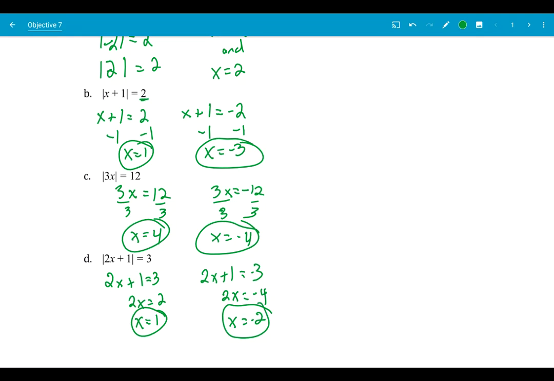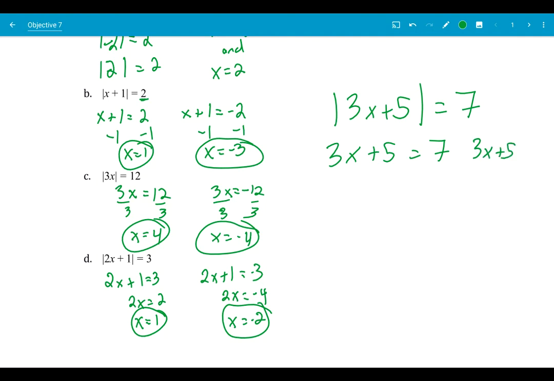So the big key with solving absolute values, it doesn't matter what's inside your absolute value at all. All that matters is that you're going to break this up into two equations, one equal to the positive version of the number and one equal to the negative version of the number, to account for the fact that absolute values can make negative numbers positive after you follow order of operations.